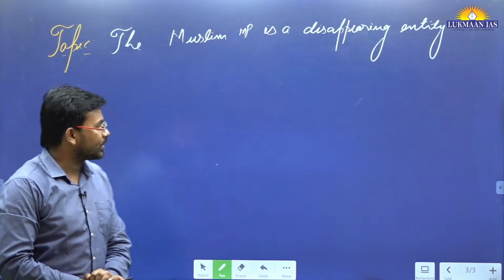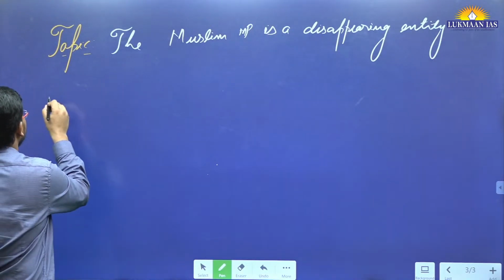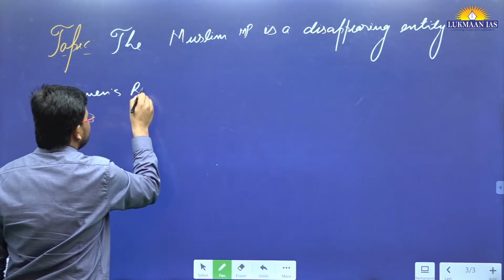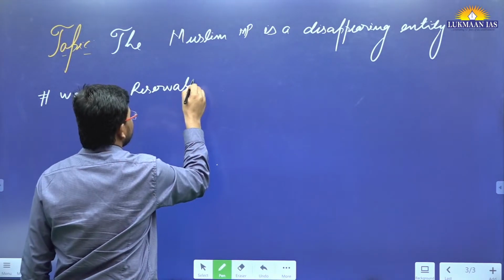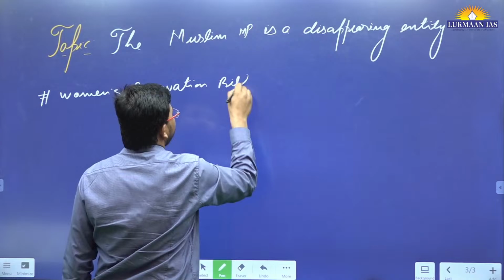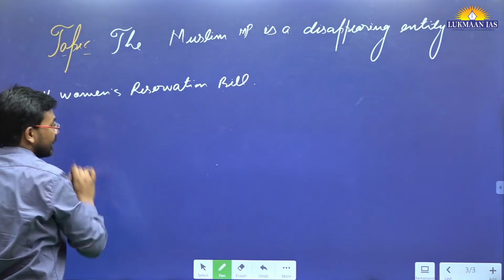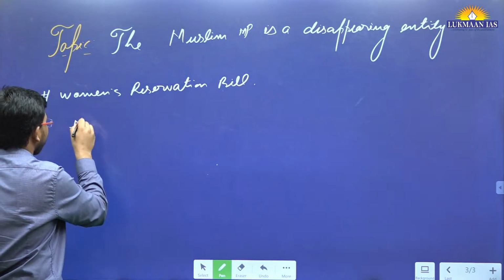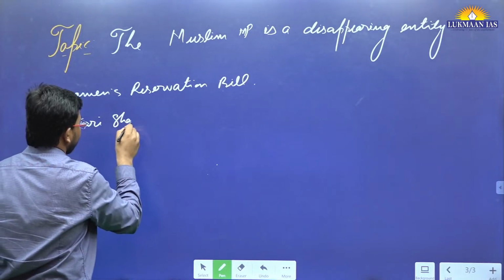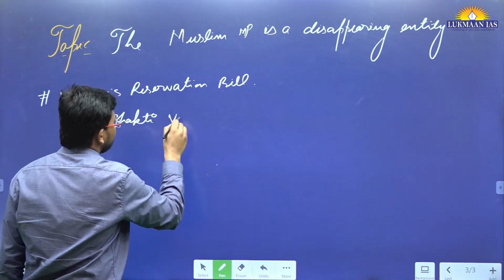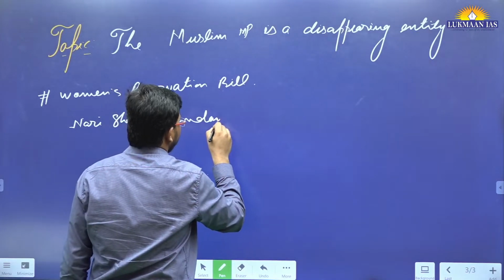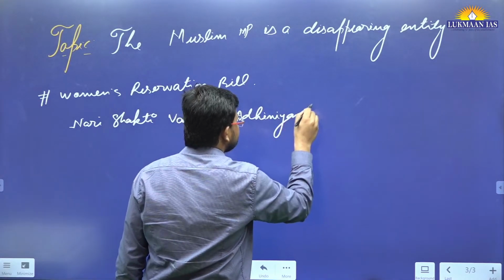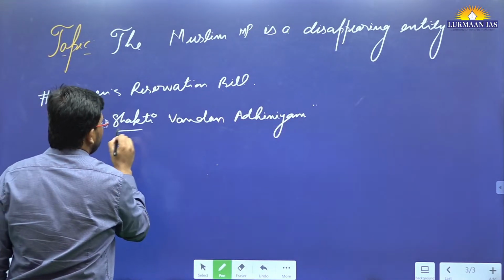So in this article, the author has started with the Women's Reservation Bill, which has been passed by the Parliament of India and has become an act. This is known as Nari Shakti Vandan Adhiniyam. So the thing is, the government of India wants to empower the women.